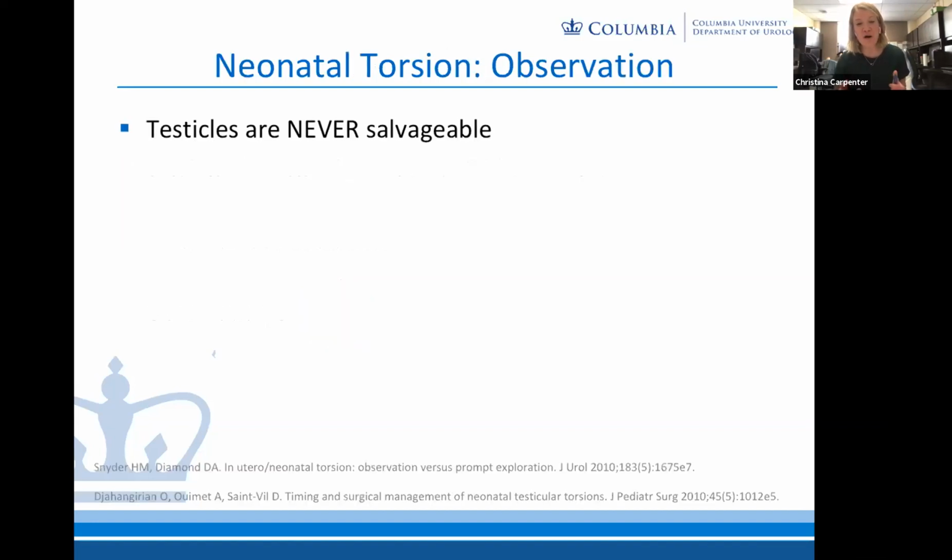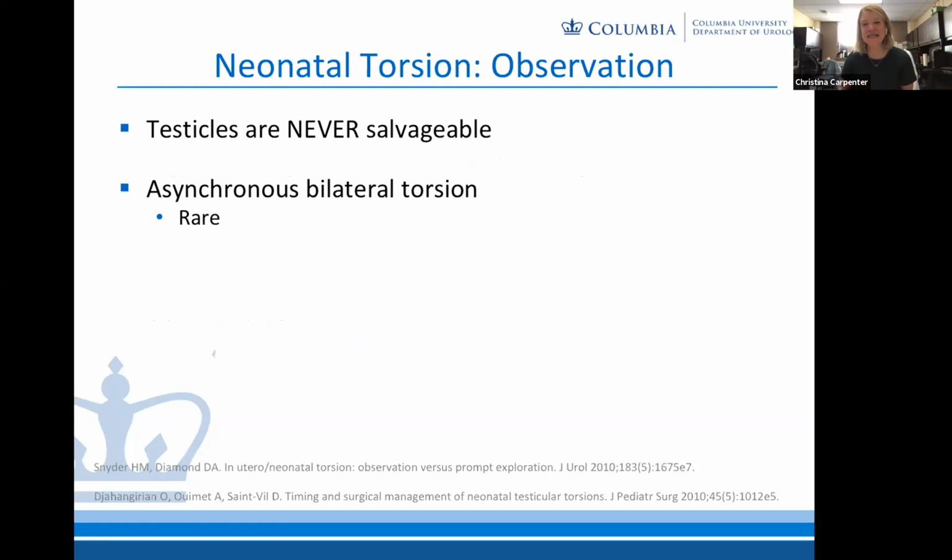So people, everyone agrees, well, I guess not everyone agrees, but people argue that these testicles are never salvageable. So they then go on to discuss asynchronous bilateral torsion. This is extremely rare. I unfortunately have not seen this, though Dr. Saltzman did. And there are several anecdotal reports from people with far more experience than I do that will contest that the quoted rate of 10% in the literature is exceedingly high.